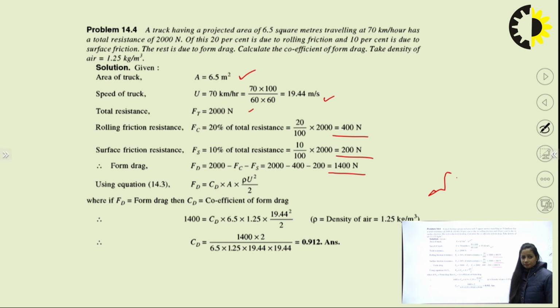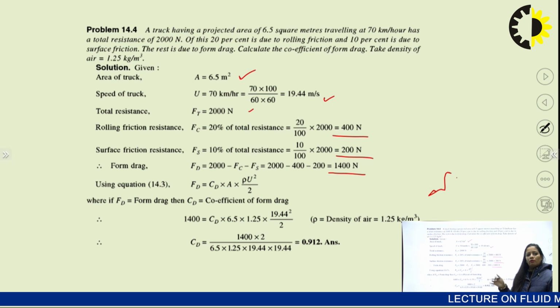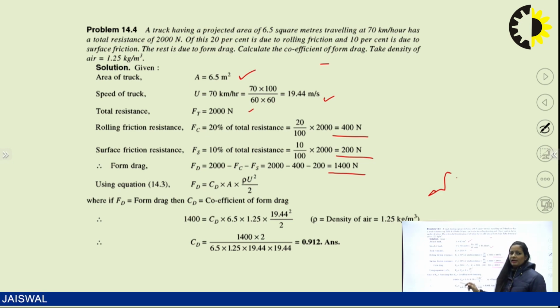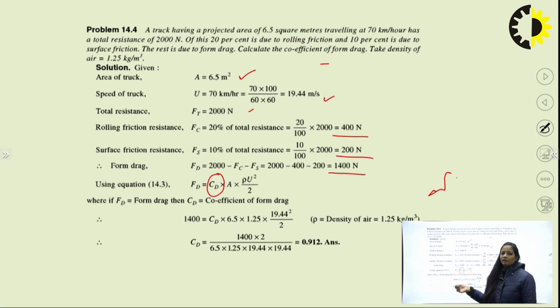So this form drag is what we are using in our formula of FD. What is the formula for FD? CD A rho U square by 2. What is FD now? 1400. The question was asking to calculate the coefficient of form drag, or CD. So when you apply this formula, you know the other values, just CD you need to calculate. FD is 1400.